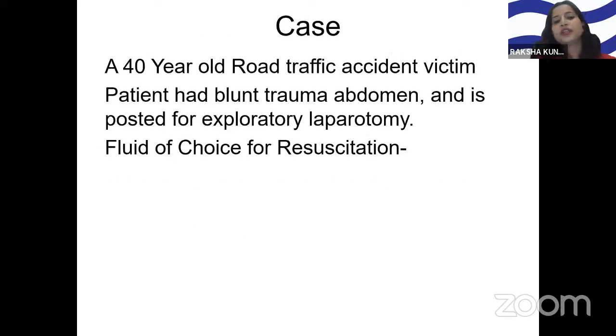Another case: if there is a 40-year-old road traffic accident victim who has a blunt trauma abdomen and is posted for exploratory laparotomy, then what would be the fluid choice of resuscitation?